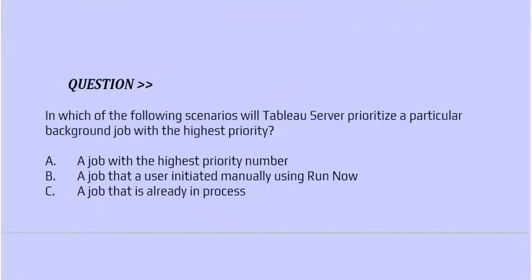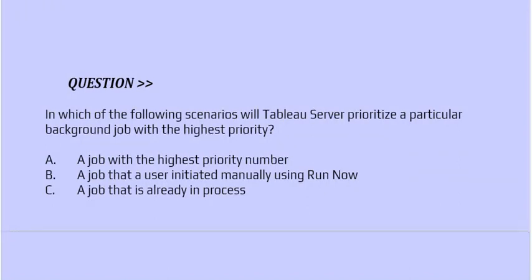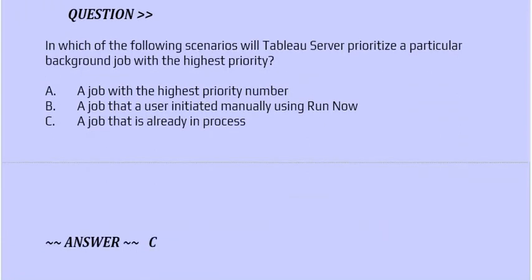Next question is, in which of the following scenarios will Tableau Server prioritize a particular background job with the highest priority? Option A. A job with the highest priority number. Option B. A job that a user initiated manually using Run Now. Option C. A job that is already in process. Correct answer is option C.